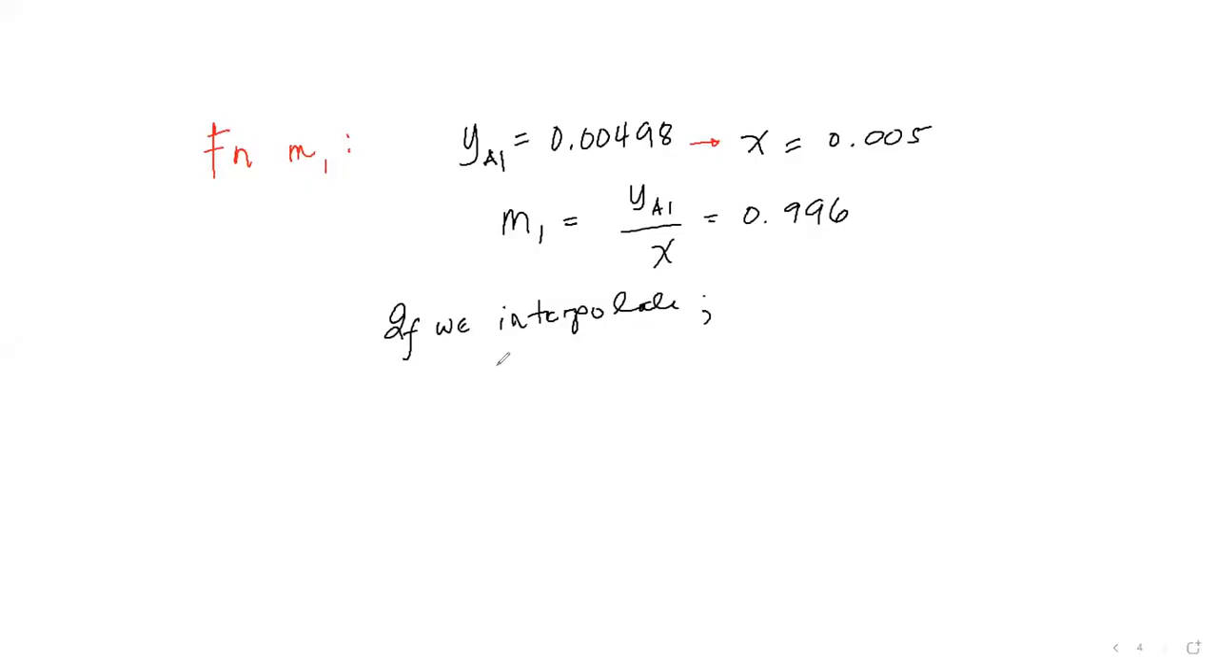So I'll place here the X and the Y values. The one that we used is this one. We use 0.005 for the 0.00498. So let's say we will interpolate and see which one will give us a value much nearer to the theoretical number of stages determined graphically.